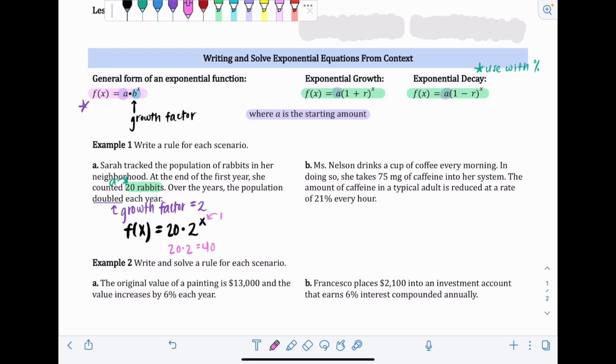But it says right here at the end of the first year, she counted 20 rabbits. And if it's doubling each year, then the end of the second year would be 40. The end of the third year would be 80 and so on. But because we were given that end of the first year, we already had that. We have to take that into consideration when we're writing our exponent. So instead of just x, we're going to do x minus 1. And that's there because we were given the first year.